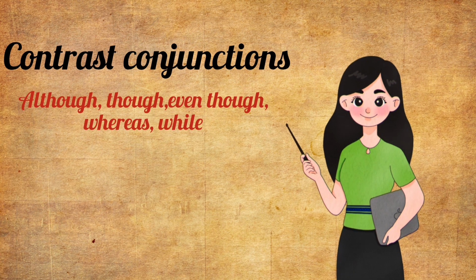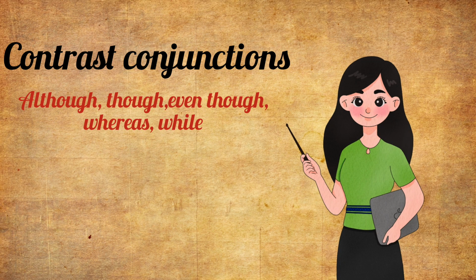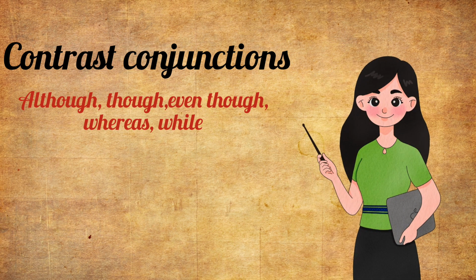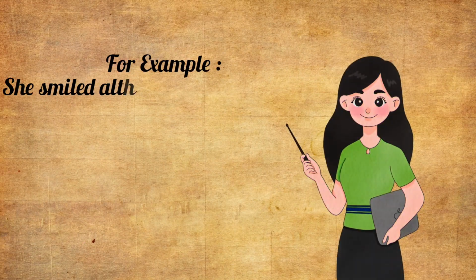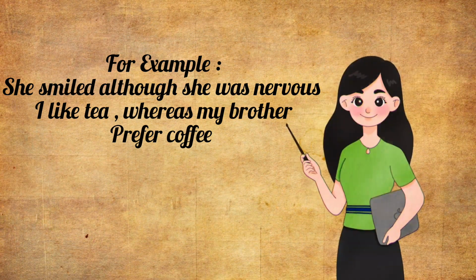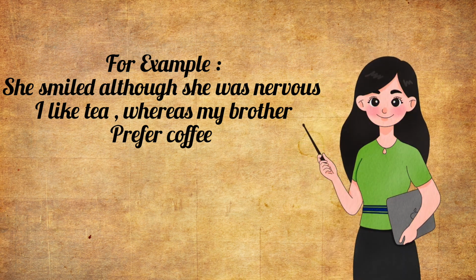Contrast conjunctions, or opposition conjunctions, show contradiction between two ideas. For example, although, though, even though, whereas, while. For example, she smiled although she was nervous. I like tea, whereas my brother prefers coffee.